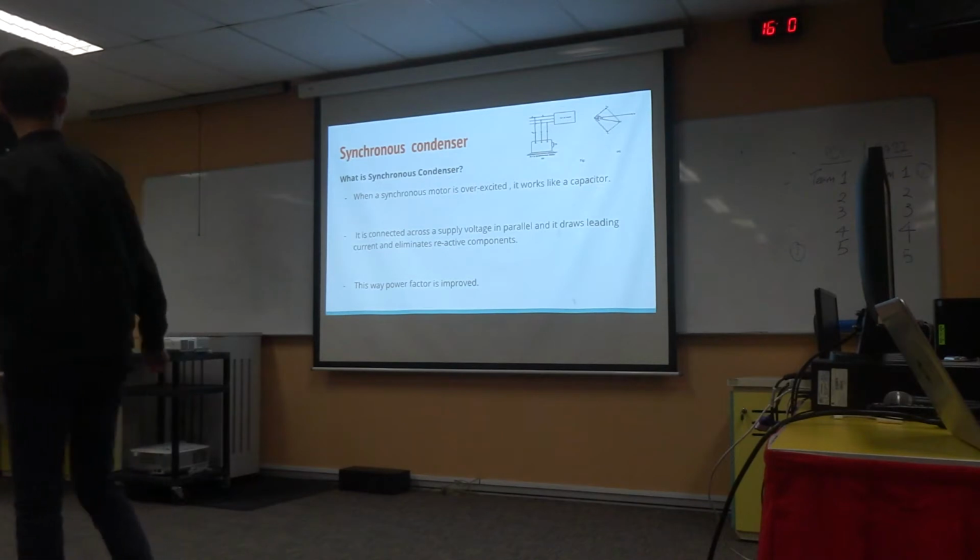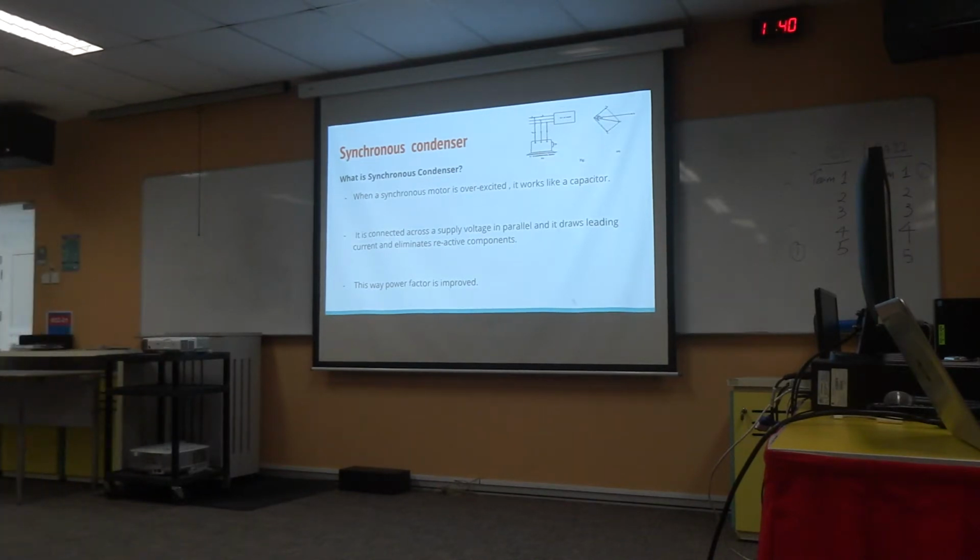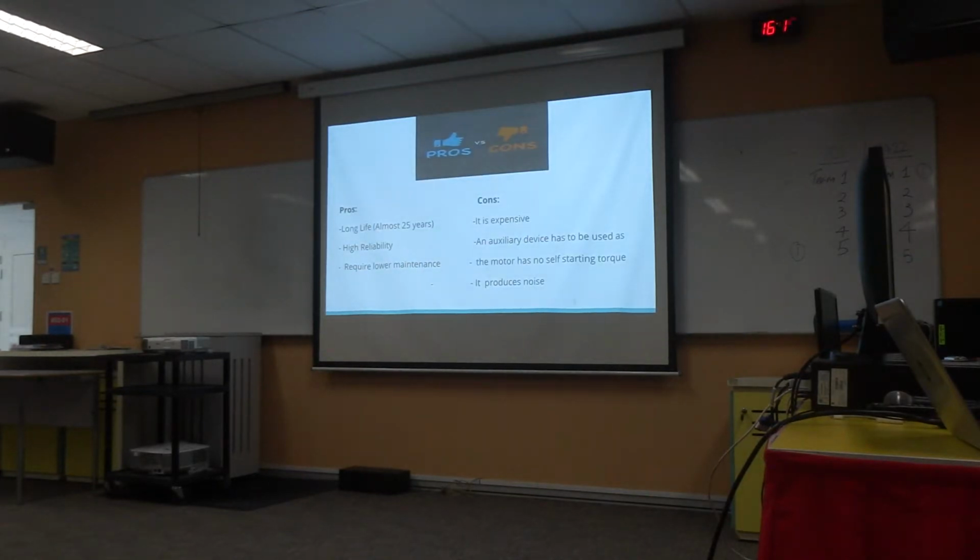So now I'll be talking about how a synchronous condenser works. When a synchronous motor operates at no load, it is called a synchronous condenser. However, when a synchronous motor is overexcited, it will provide leading current and work like a capacitor to correct the power factor. The synchronous condenser is usually connected parallel across a supply voltage. It draws leading current and partially eliminates the reactive component, and this way power factor is improved. This method is generally used for larger industries.